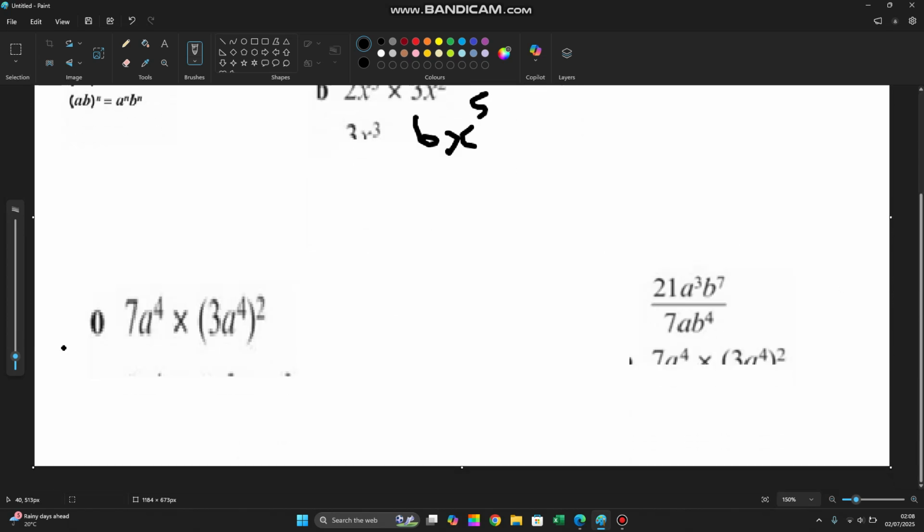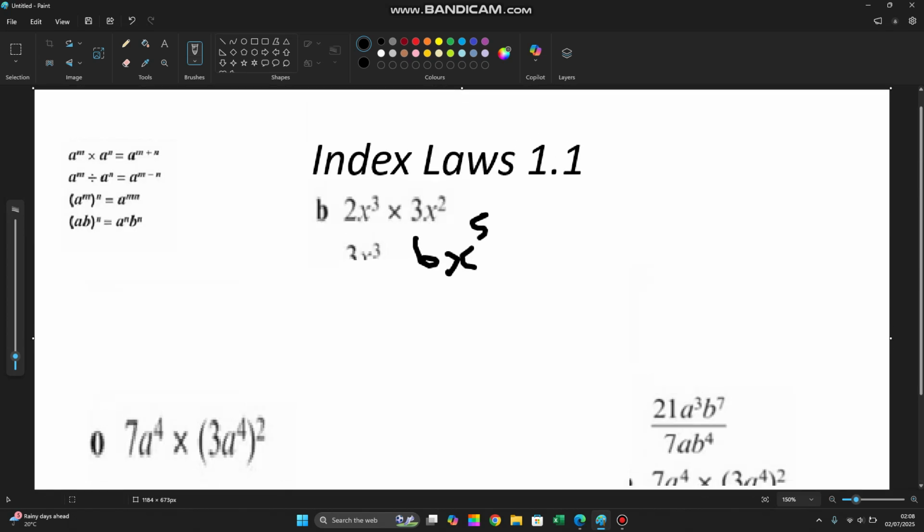And next, we have 7a to the 4 times 3a to the 4, all squared. Now for this one, we'll have to use this property here: ab to the n equals a to the n, b to the n. So if we apply it here, a would be 3 and b would be a to the 4. So it would be 3 squared, a to the 4. And remember this rule here: if you have a to the m, all to the power of n, it's a to the mn. So it will be a to the 8.